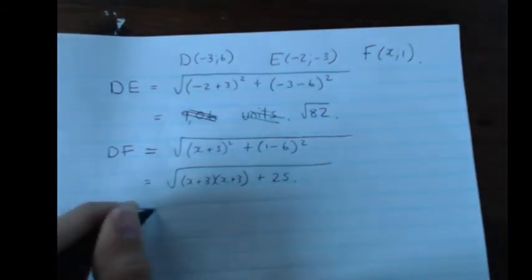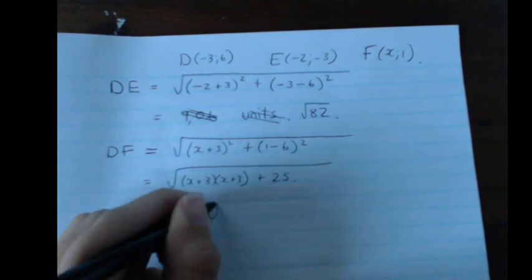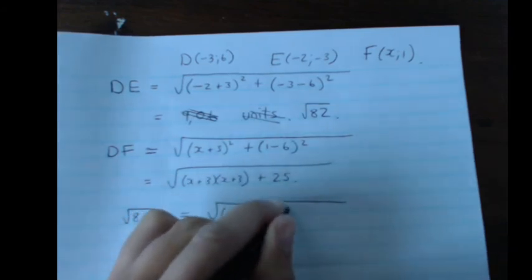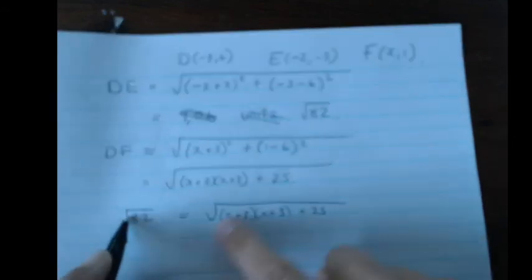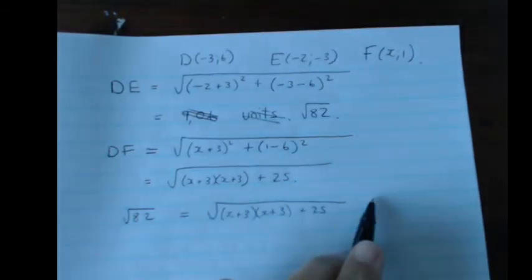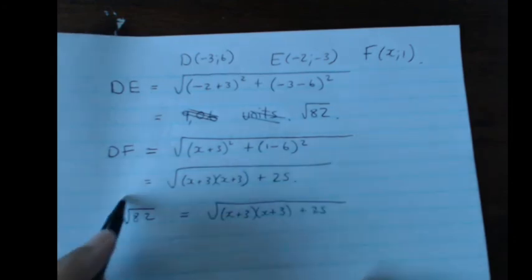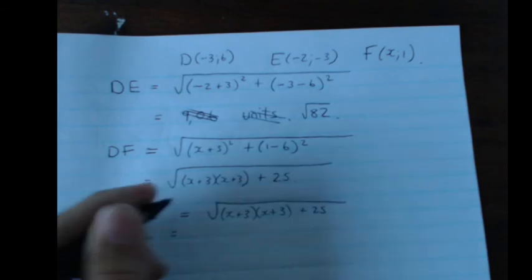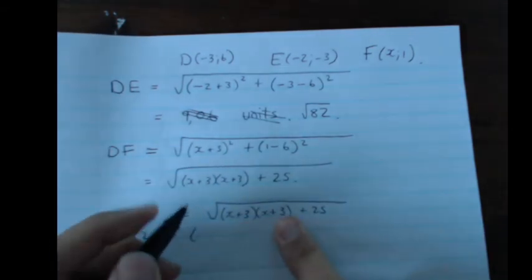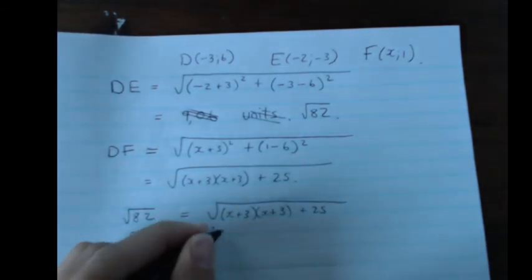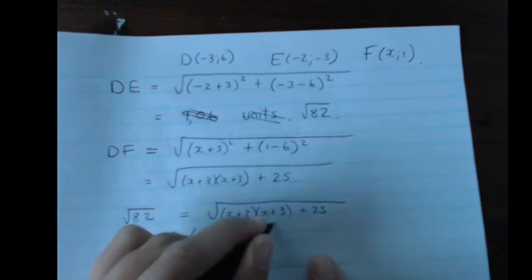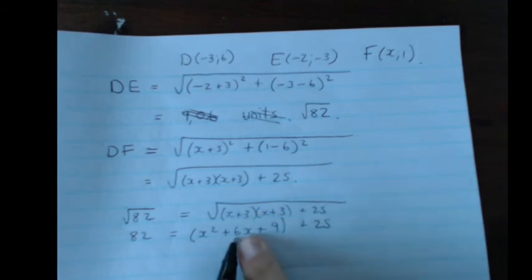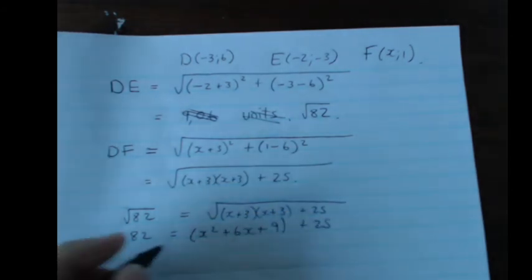But since there's roots on both sides, root of x plus 3, x plus 3 plus 25, you can square this side to get rid of the root and square that side, also getting rid of the root. So the root will just fall away. Let me multiply this out. It's going to be x squared plus 6x plus 9 plus 25. x squared plus 3x plus 3x is the 6x, plus 9.